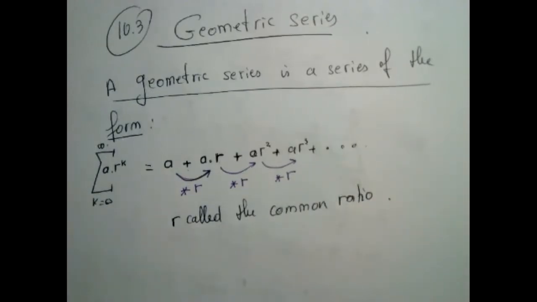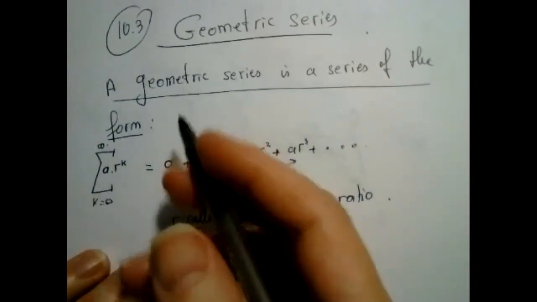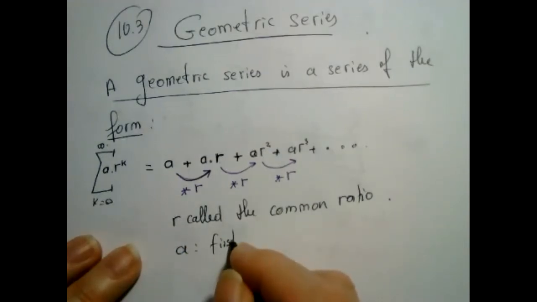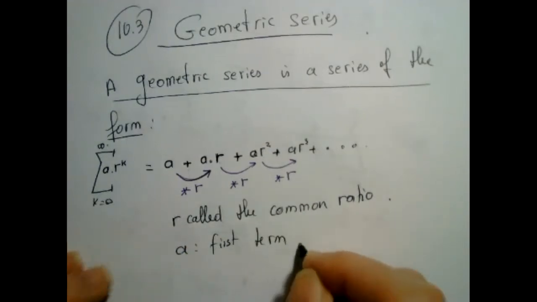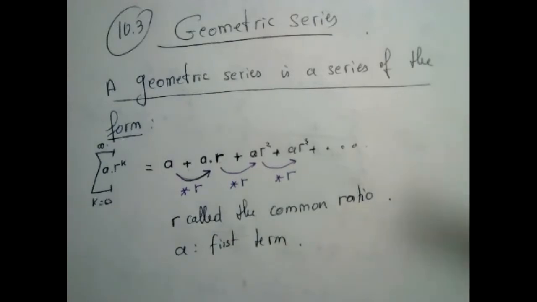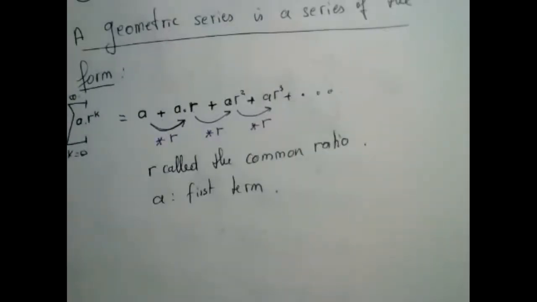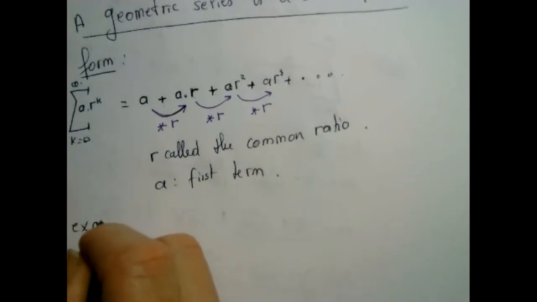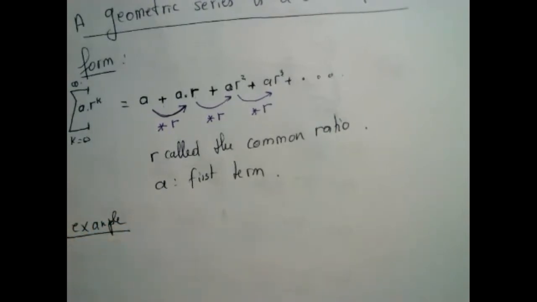Okay, we call R, we give it a name, and we call the common ratio, and A is just the first term. Those series come up a lot, and they play an important role in our class. So let's see some examples to see them with numbers instead of only constants.